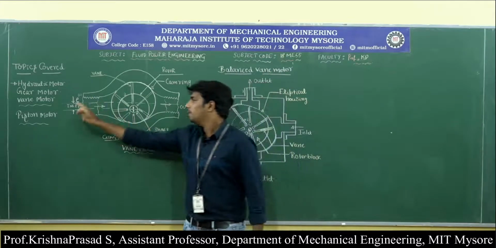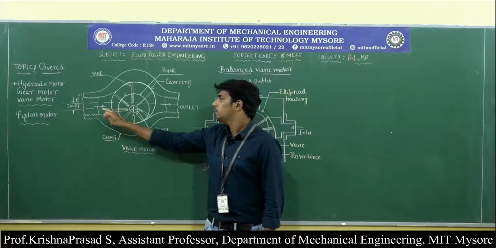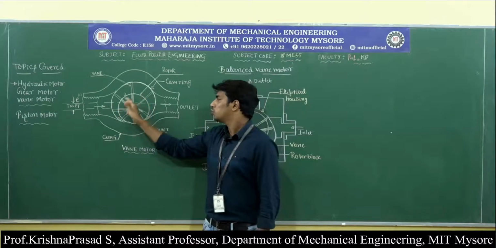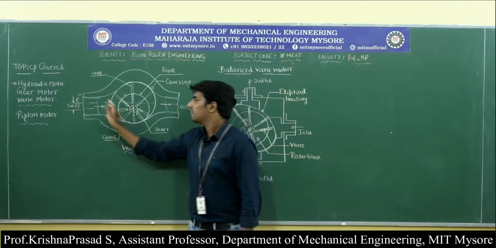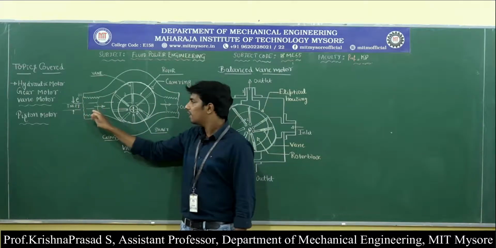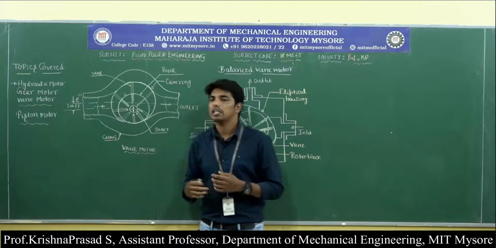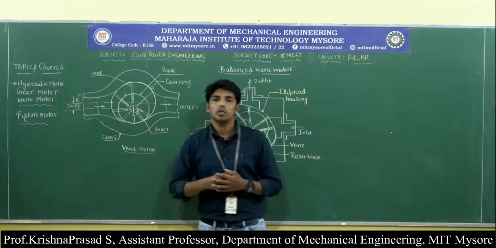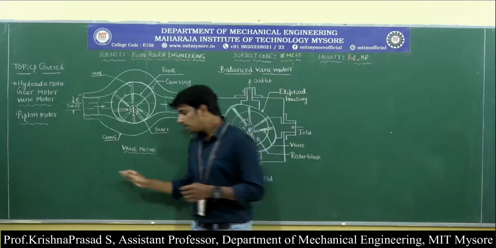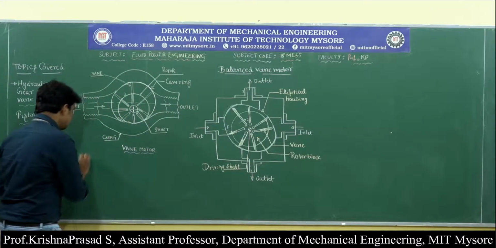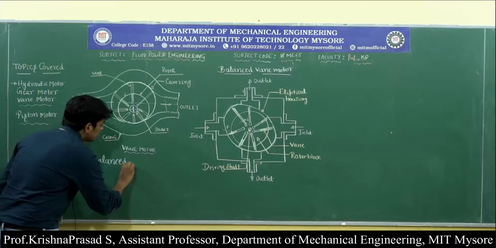I repeat, when highly pressurized oil enters through the inlet and then enters the radial vane, because of the small pressure area, the rotor rotates. When the rotor rotates, because of the eccentricity between the rotor and the camring, a high surface area develops. Because of the high surface area, higher force and higher torque are developed. So this is the vane motor, and it is also called the unbalanced vane motor.